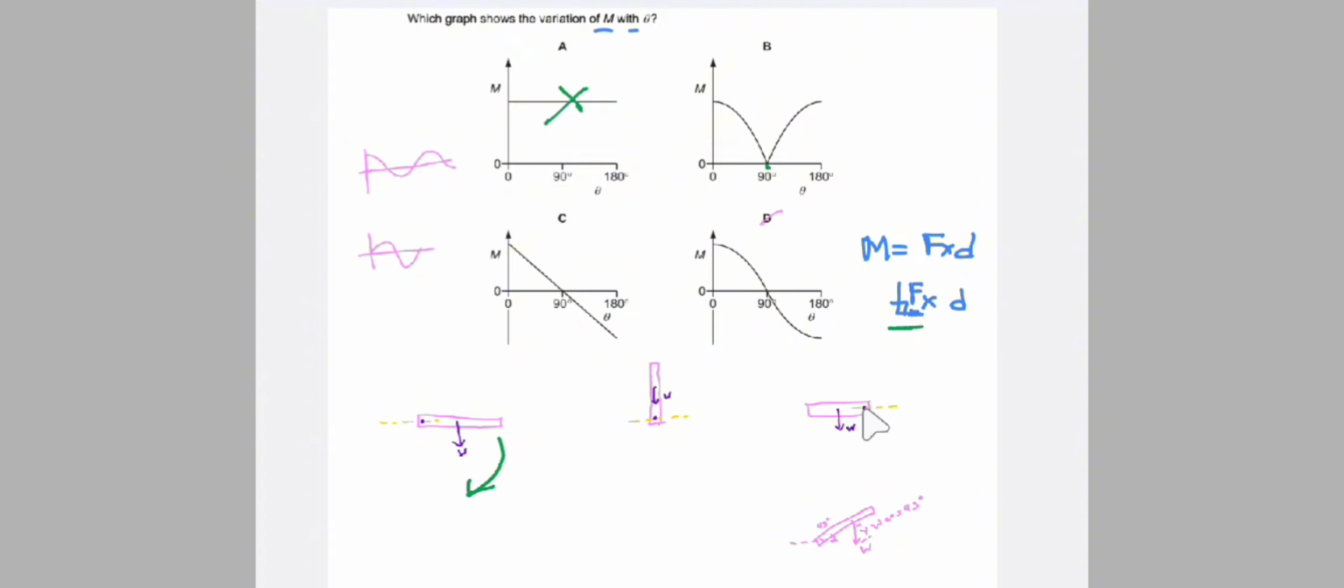And at 180 degree, with respect to the pivot, the weight is acting downward, so there is an anti-clockwise moment. If we consider the clockwise moment as positive, then the anti-clockwise moment must be negative. Therefore, the option should be either C or D. This is not B.